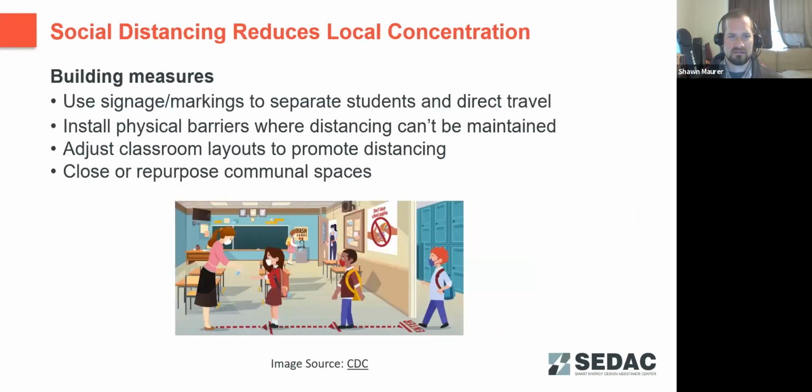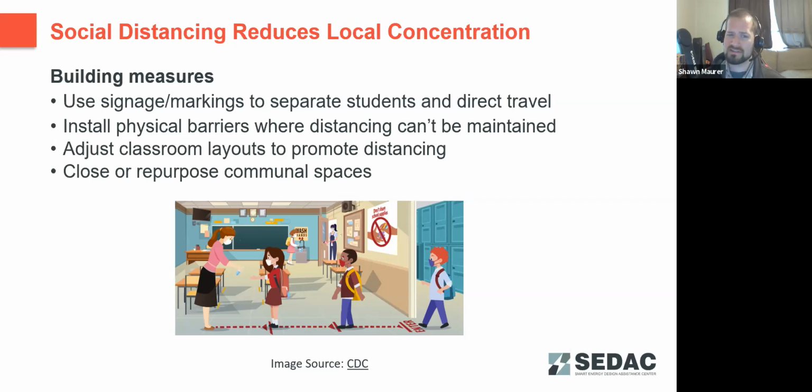Social distancing reduces your local concentration. Building measures such as setting up signage to direct traffic in hallways, setting up single flow entryways to classrooms, having an entrance door and an exit door if a room happens to have multiple entrances, setting up one-way stairwells for multi-story buildings. These are ways to reduce mixing in the hallways as people are transitioning between classes, if that is a policy you still have in place. But essentially setting up ways to maintain that social distancing even in transition periods.